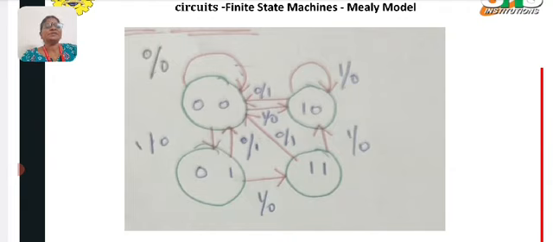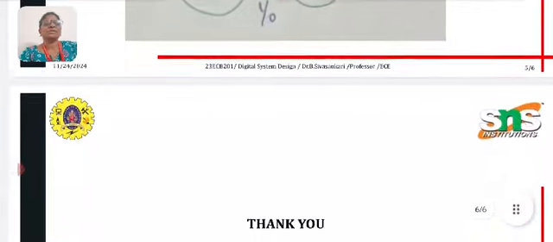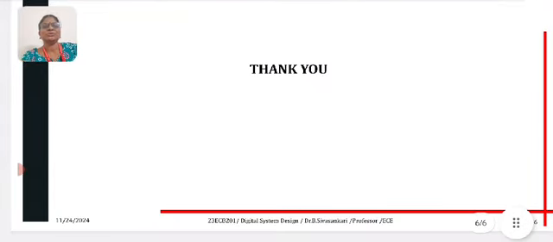For example, if the present state is 00 and the next state is again 00, the arrow is drawn looping back to 00. And if from 00 the next state is 01, then an arrow is directed from 00 to 01. You can see the same in this state diagram. Your inputs and outputs are represented by numerator and denominator. So this is all about your Mealy circuit.